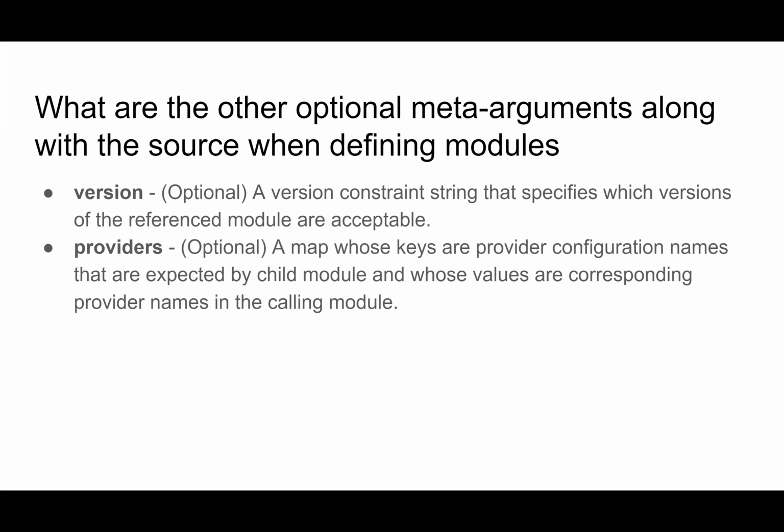What are the other optional meta arguments along with the source for defining modules? Version. It's recommended to use semantic versioning with modules. We want to specify the correct version to match the version of Terraform that we're using. We can also specify providers. This is a very useful argument. This way we can specify whether we want the module to run in AWS US East 1 or AWS US West 2, for example. We can pass in a map of providers.